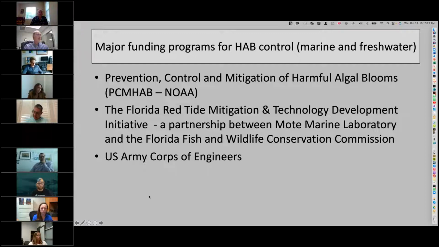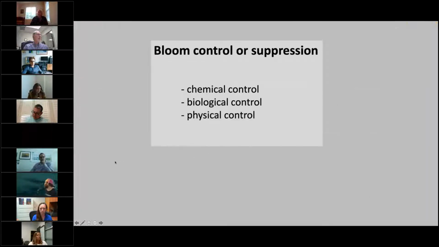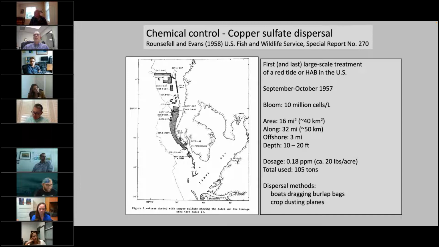So I want to give you a quick background about what's out there in terms of control methodologies, very, very quick, and then focus on what we intend. You can break down control into three different categories. You can use chemicals, you can use biological organisms, or you can try physical control. I'll try to explain briefly what those are.